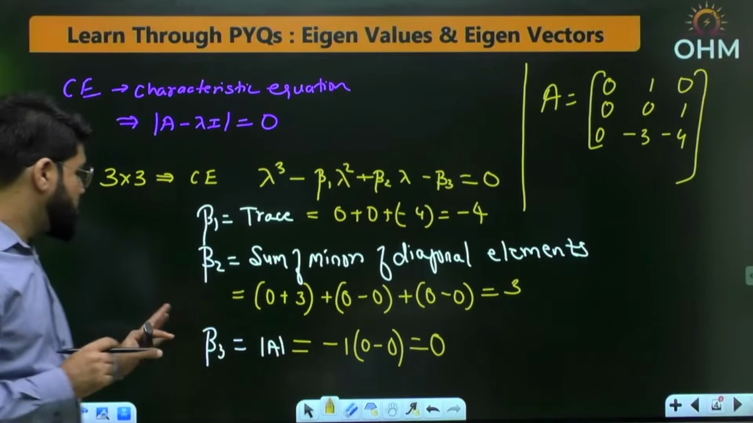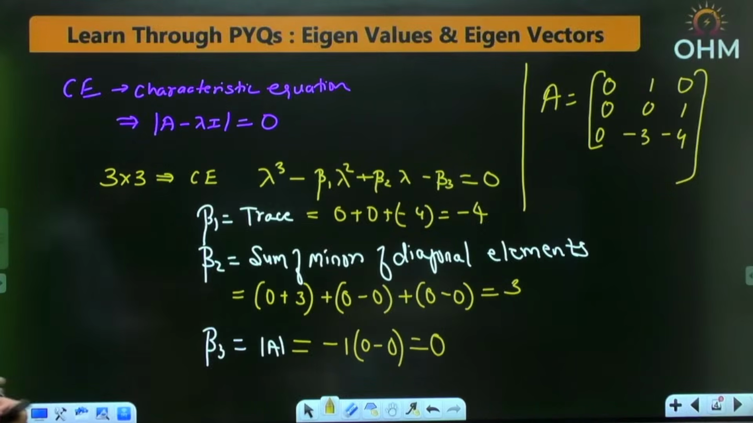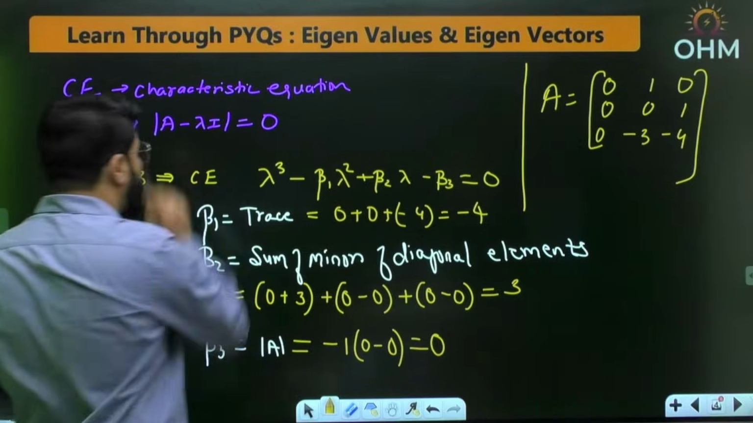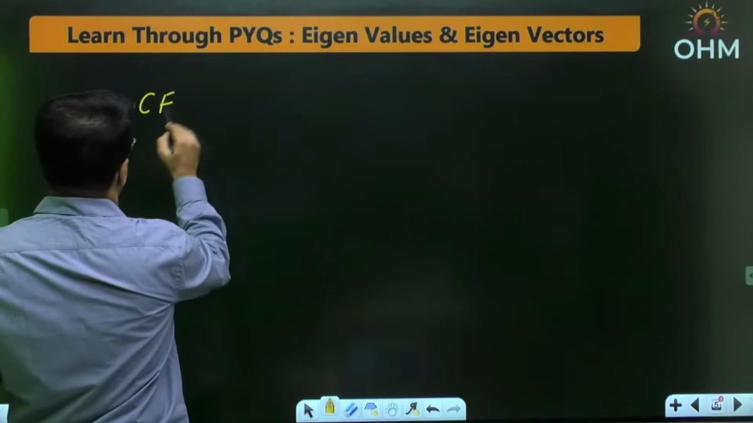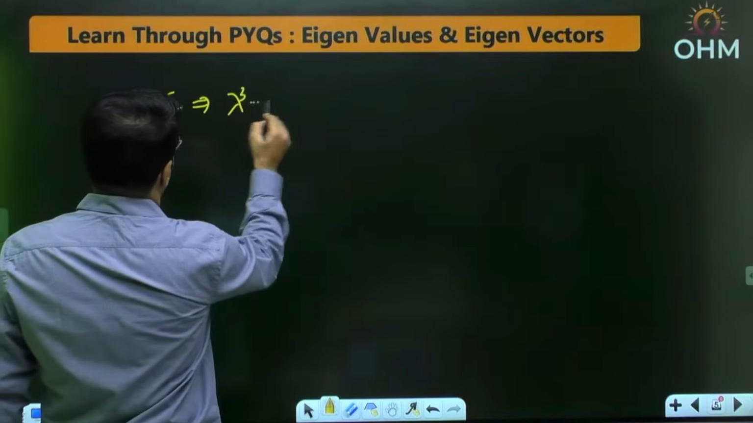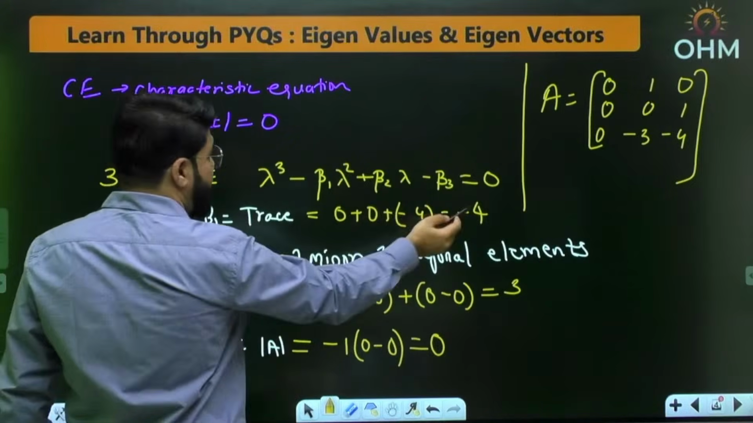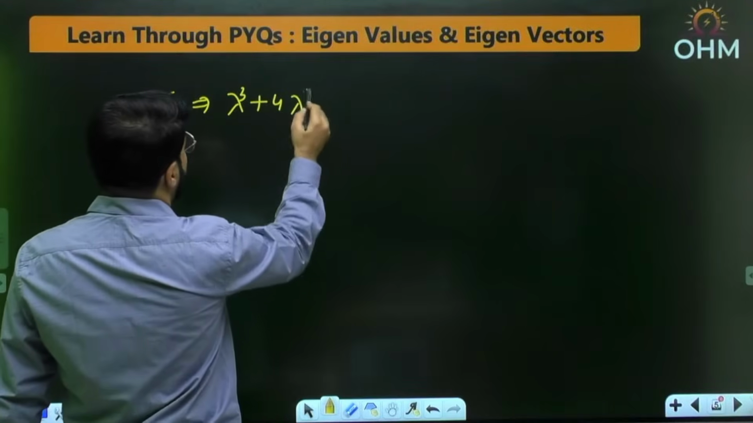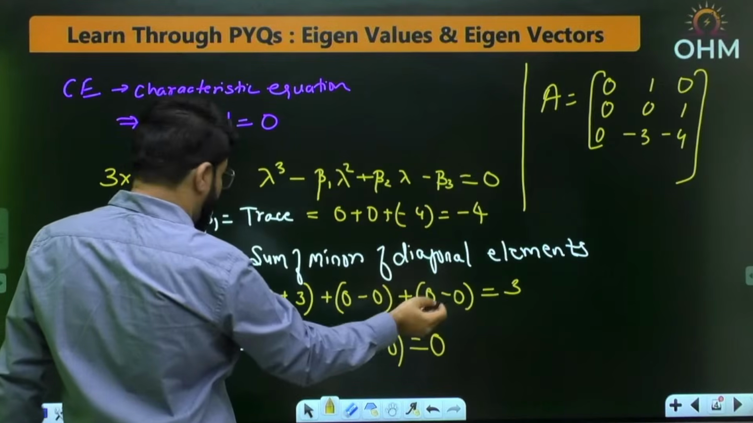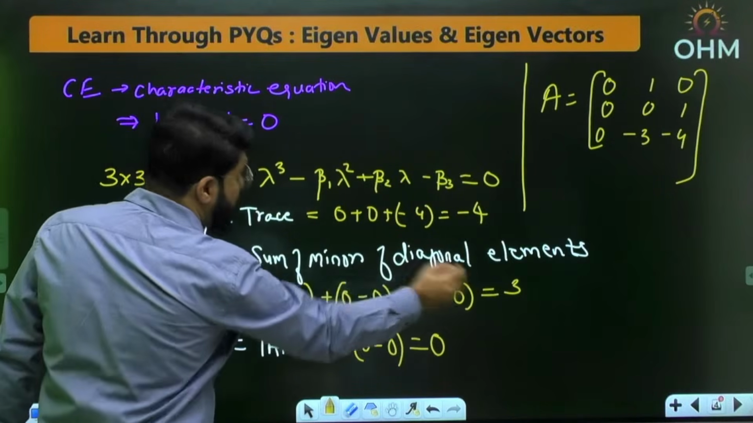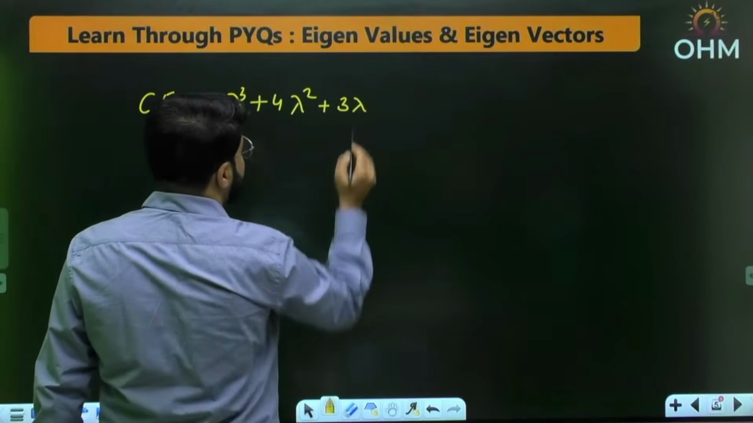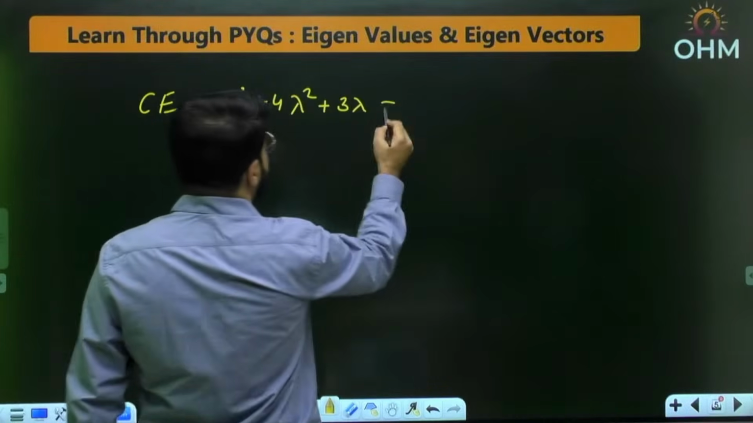So this is what is beta 3, the determinant of the matrix. All the three values are here. Now what is there in the characteristic equation? Lambda cube minus beta 1 lambda square. Beta 1 is minus 4, so it becomes plus 4 lambda square. Plus beta 2 lambda. Beta 2 is 3, so plus 3 lambda. That's it. There is no beta 3. This is equal to 0.